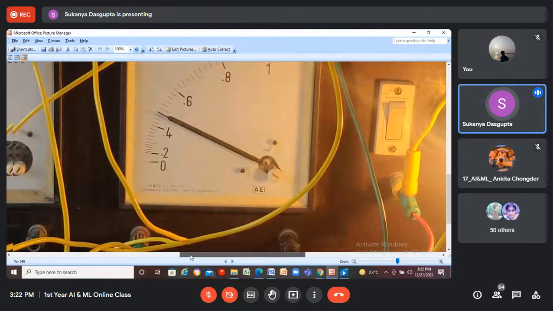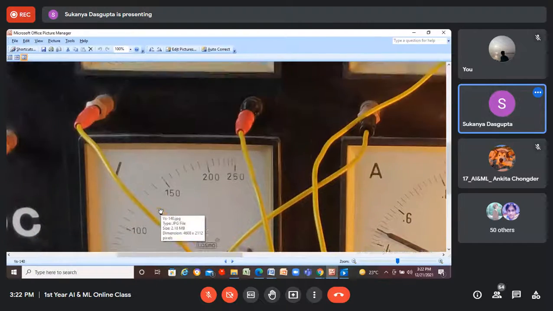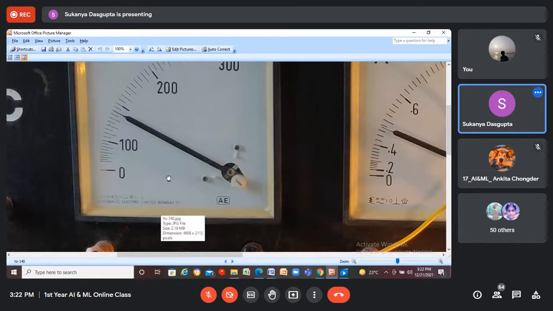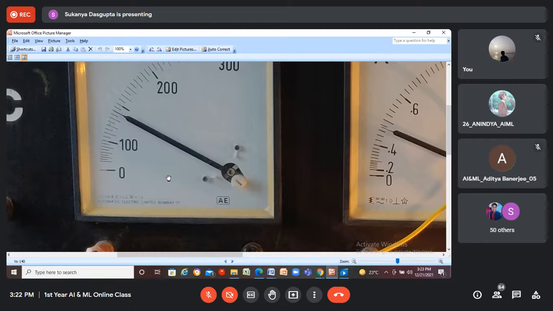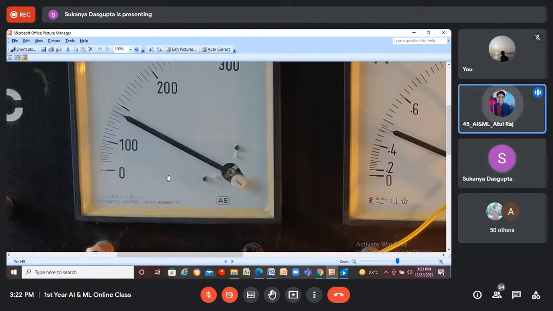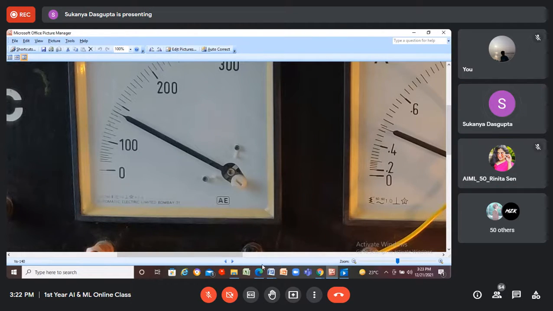For the next observation, measure the supply voltage. 140. How much? 140, ma'am. 140, right. So please write supply voltage is 140.